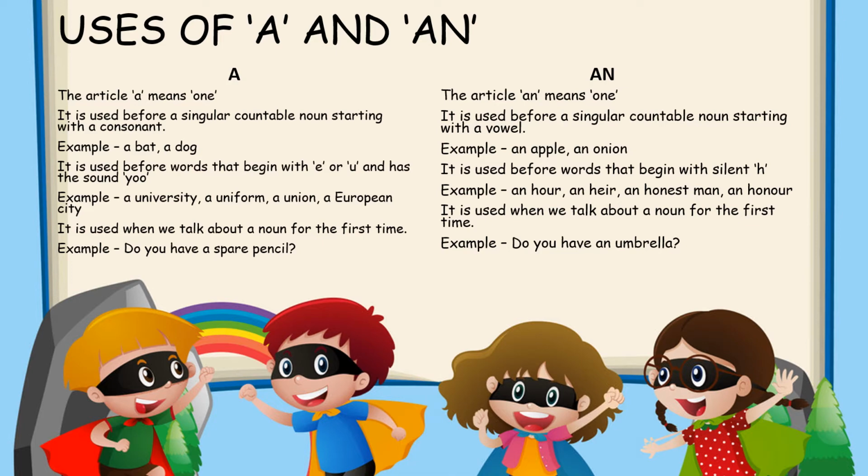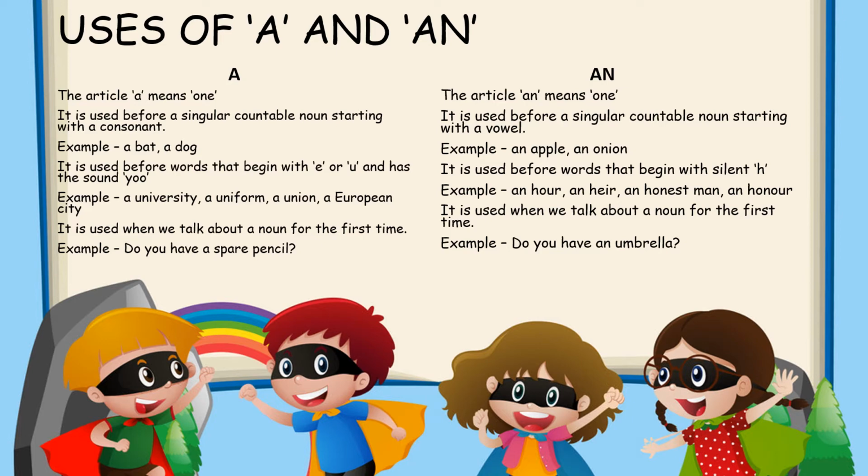Fourth point is it is used when we talk about a noun for the first time. When you're talking about a noun for the first time, you use the word a. Example, do you have a spare pencil? So you're asking for a spare pencil. You're not pointing out the spare pencil. You're asking for any spare pencil. In that case, you use a.